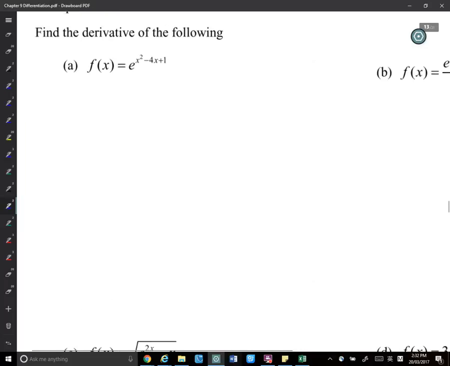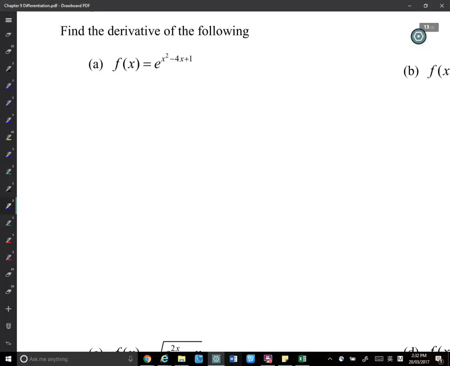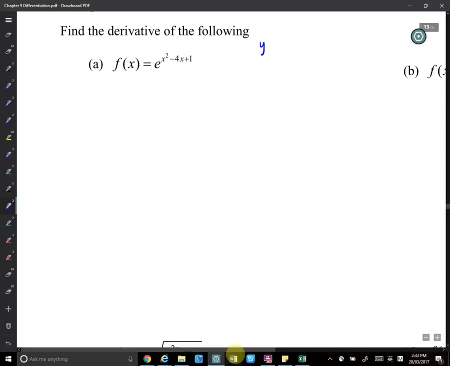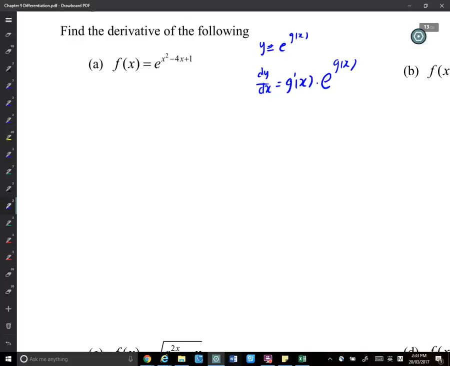So let's look at the first one. You need to recognize which rule I need to use. Exponential, not log. Exponential rule. The rule is, if you have y equals e to the power of gx, then dy dx will equal g dash x times e to the power of gx. You just need to remember, when you have e to the power of something, you will always have that again in your derivative.